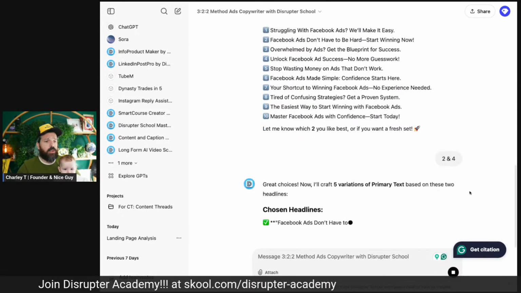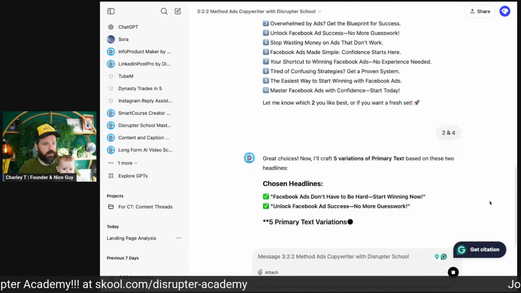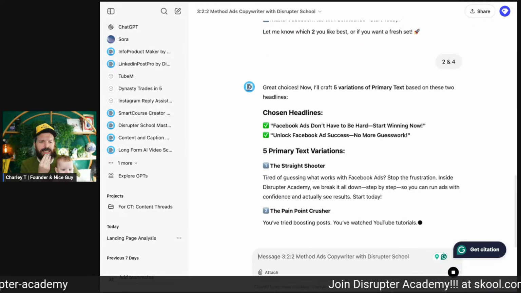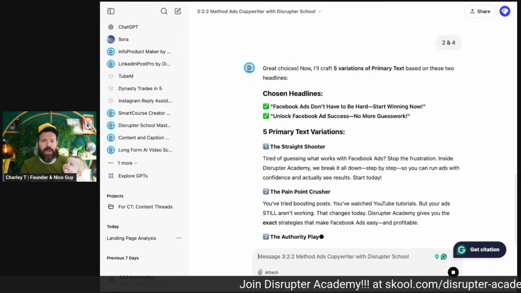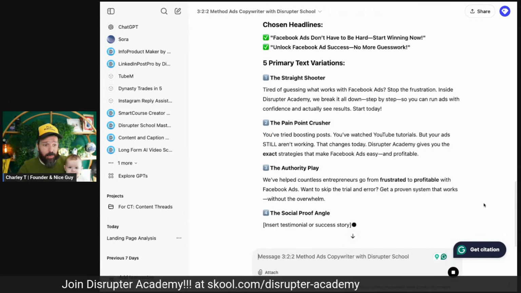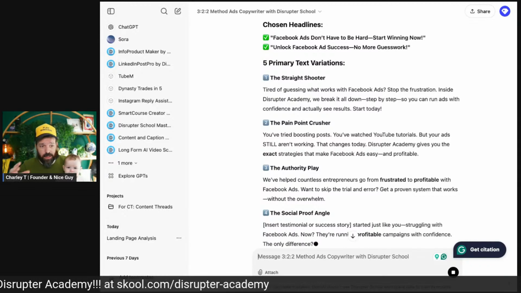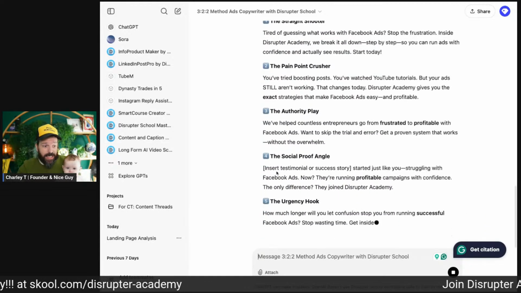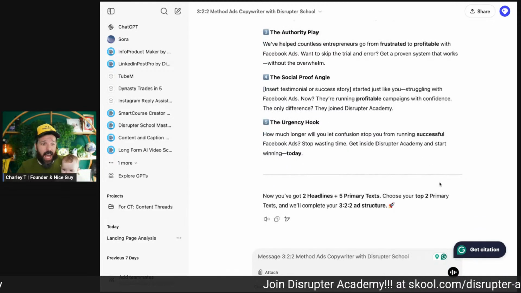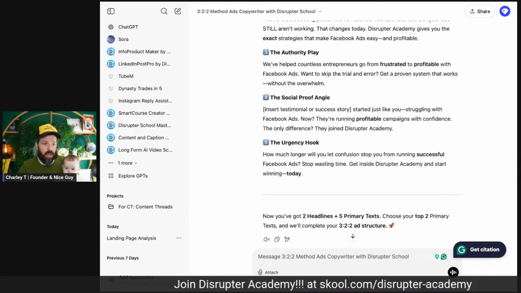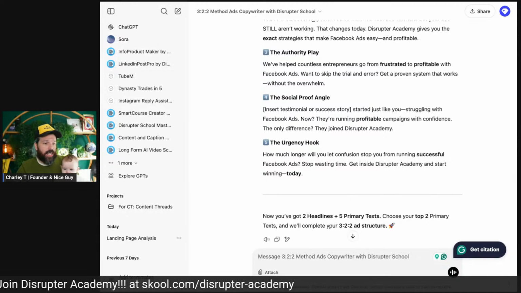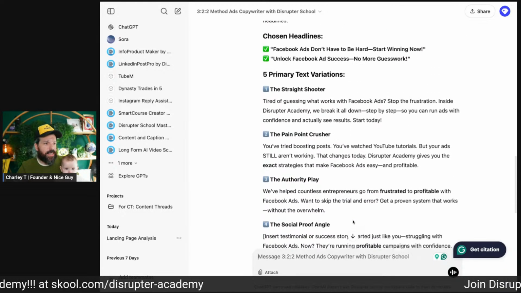All right. Now we're going to craft some variations of the primary text based on these. Look at this. Does this sound like ChatGPT? Are we delving into something? No, these are real people. These are real words. This one literally says insert testimonial or success story. This doesn't sound like AI. This is everything. Now let's choose your primary 2 text and we'll complete your 3-2-2 ad structure.